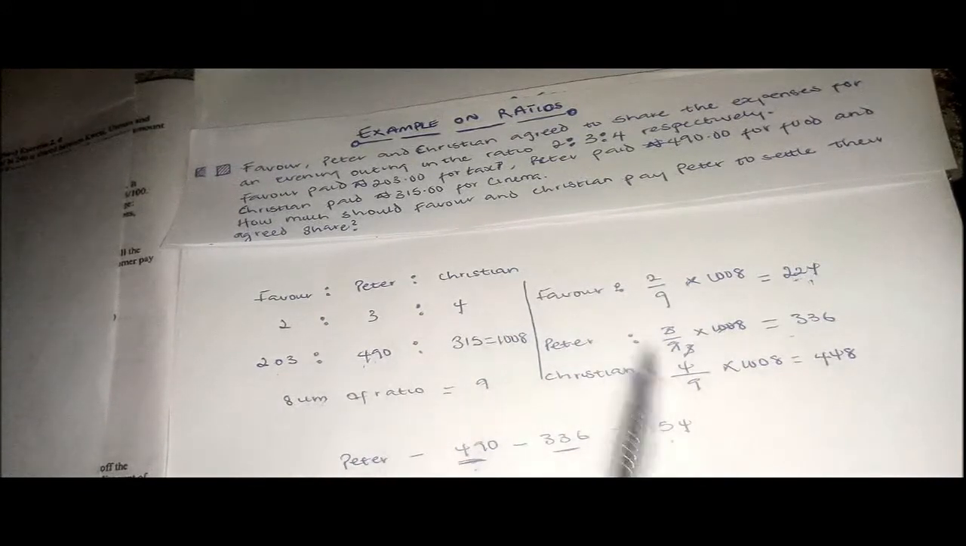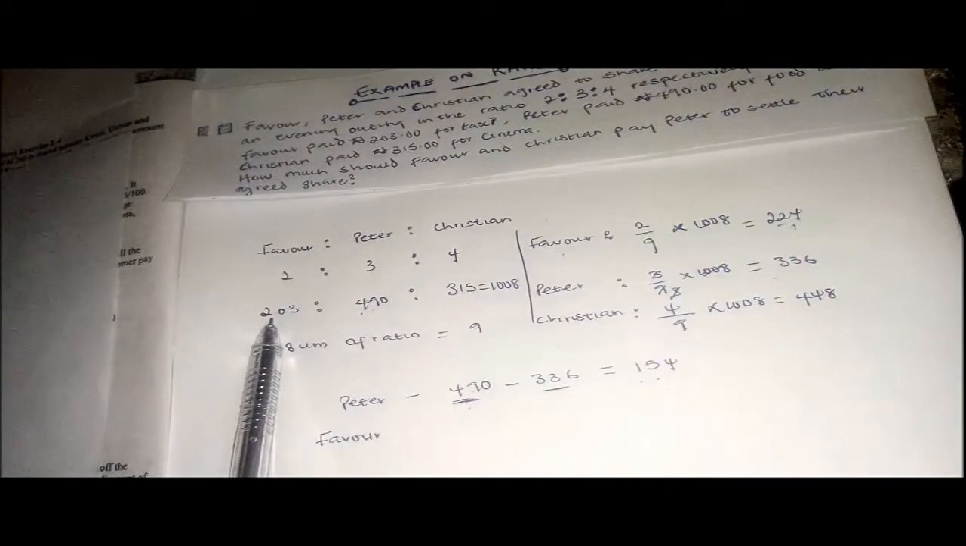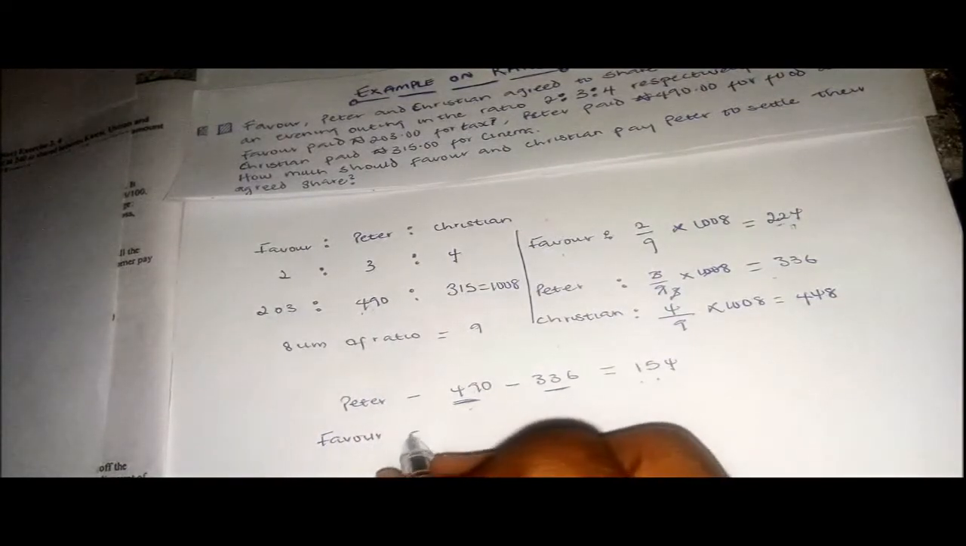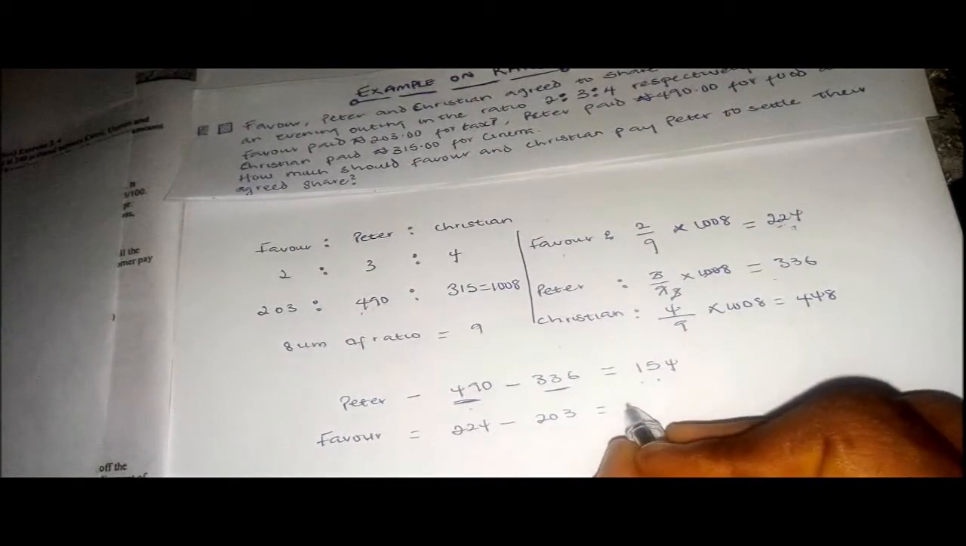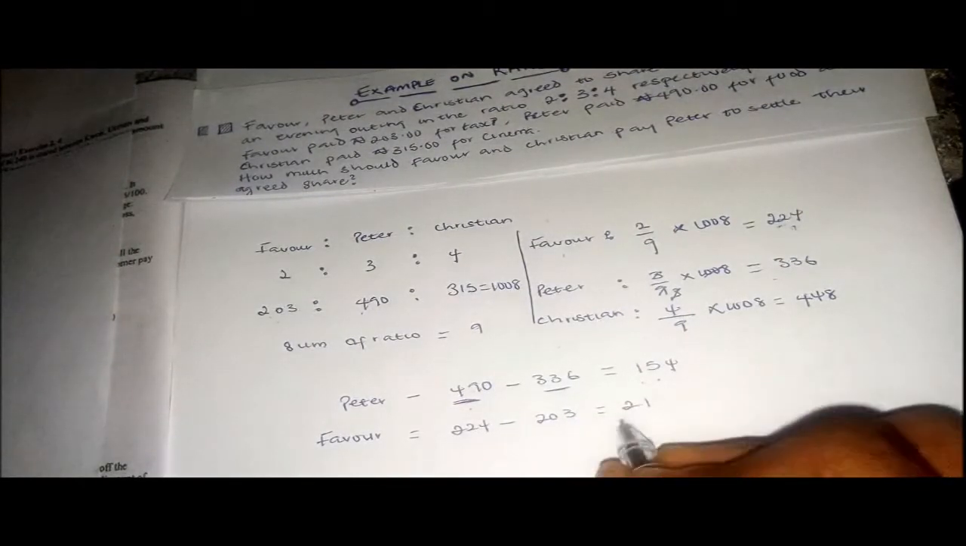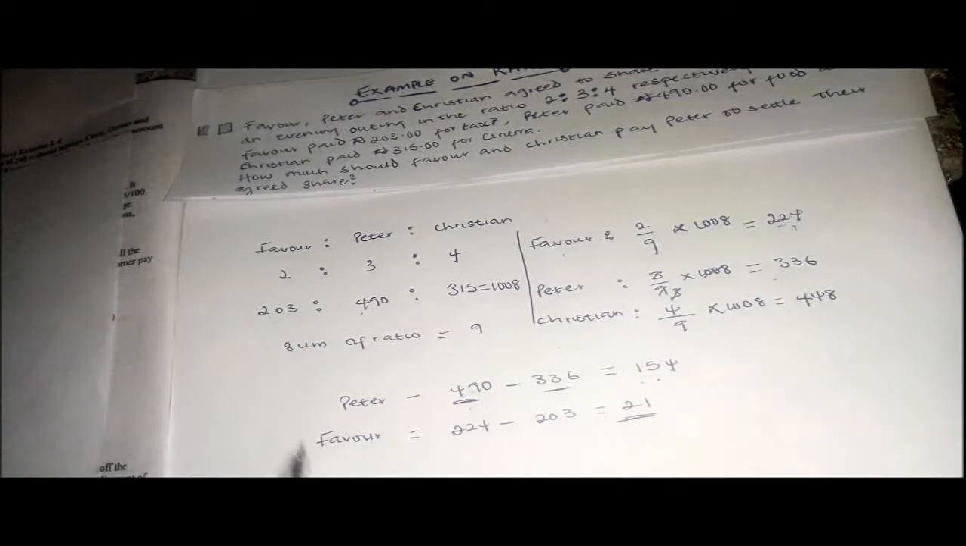And from the information in the question, Favor and Christian spent less than what they were supposed to spend. So now let's find out what Favor owes Peter. For Favor, we're going to remove what he actually spent from what he was supposed to spend. So we'll have 224 minus 203, and we'll get 21. So this is how much Favor owes Peter.